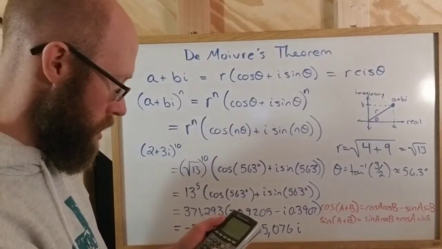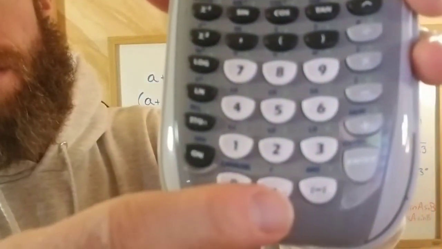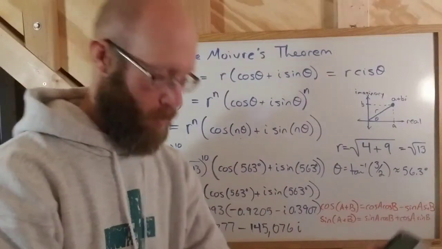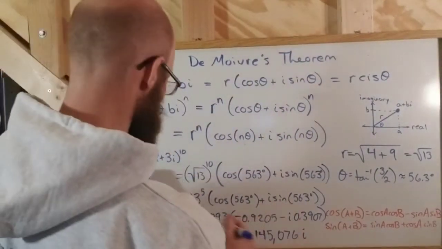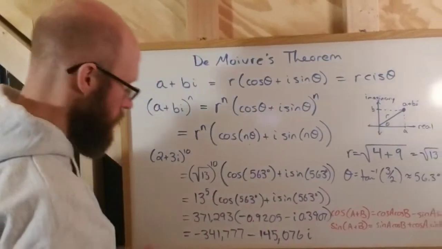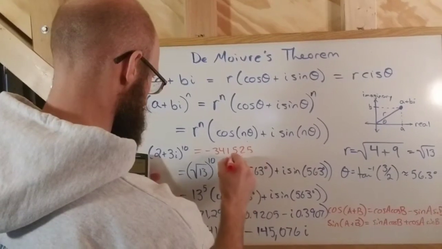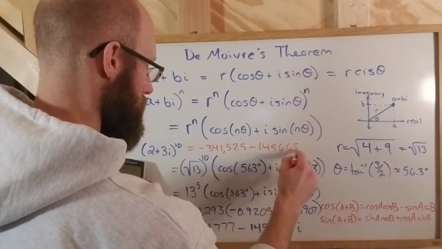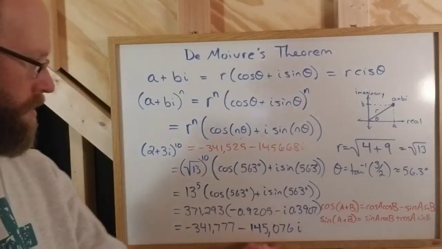If I take the quantity 2 plus 3i, and remember your calculator has the i button on it. If you have my same calculator, it's the second feature of the decimal. You go 2 plus 3i, raise that to the 10th power, and what I get on the calculator, well, it's off a little bit, but that's because I rounded some things. My calculator is telling me that this is approximately negative 341,525. That's actually off by a little more than I thought it would be. Minus 145,668i. Alright, so the calculator is giving me this value, whereas I'm calculating this value.